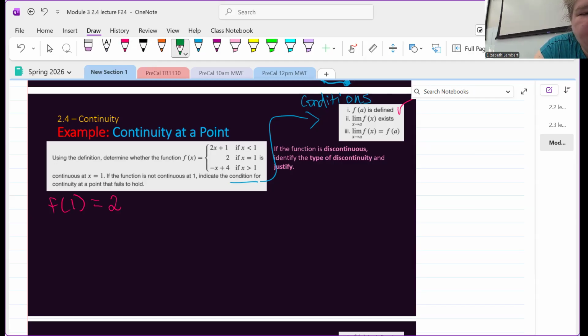All right, now we're going to check the limits. So we're looking at the limit as x approaches 1 from the left. On the left side of 1, we have the function formula 2x plus 1. I plug in my 1 there. 2 times 1 is, sorry, 2 times 1 is 2, plus 1 is 3.